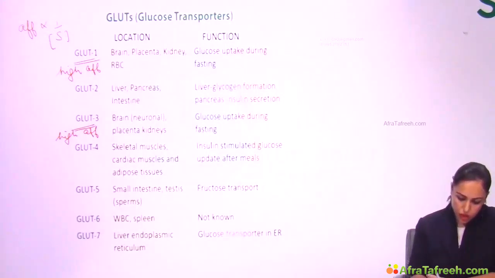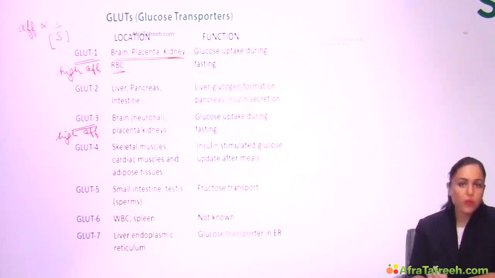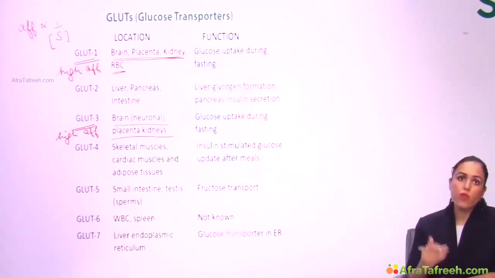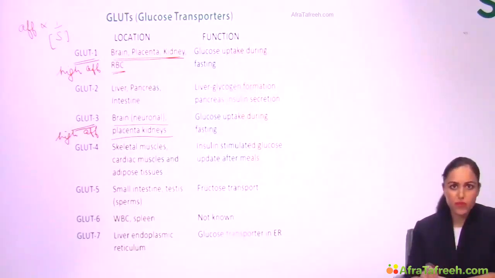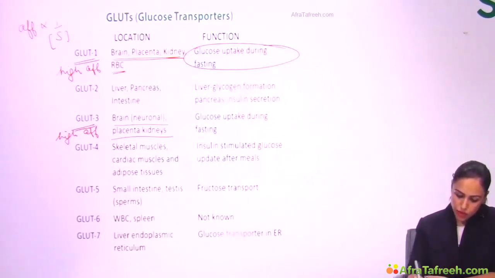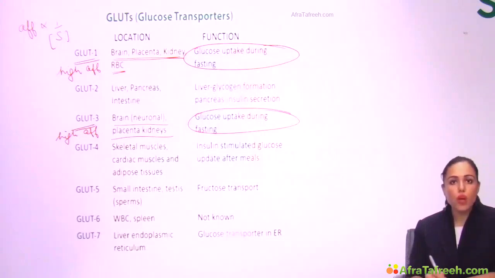So see the location. GLUT1 is present in brain, placenta, kidneys, also in RBCs. But GLUT3, brain, placenta, kidneys. So brain, placenta, kidney is same for both. But you have to learn that in RBC, we only have GLUT1 and not GLUT3, right? And see the function. Function is same for both GLUT1 and 3, that is glucose uptake during fasting, right? So we're done with this much.